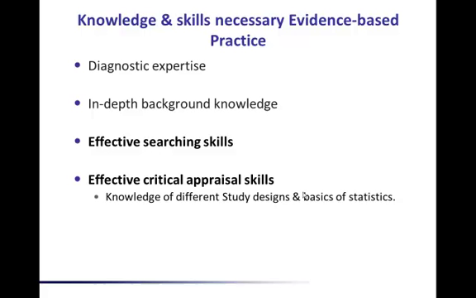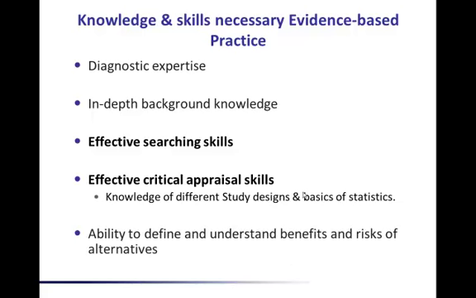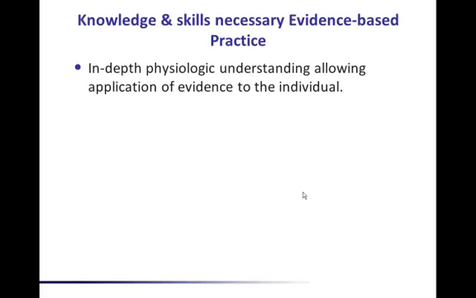For that, you have to have a good knowledge of different designs and basics of statistics. Then you have to be able to define and understand benefit and risk alternatives. You need in-depth physiological understanding that allows you to apply the evidence to an individual. For example, research evidence which has been done on orthopedic patients on prevention of deep vein thrombosis is applicable to a pregnant lady, except for warfarin because it doesn't work for a pregnant lady.